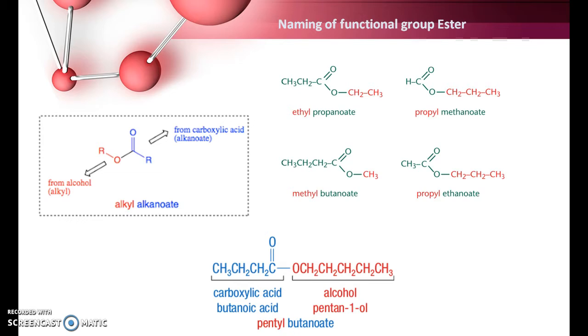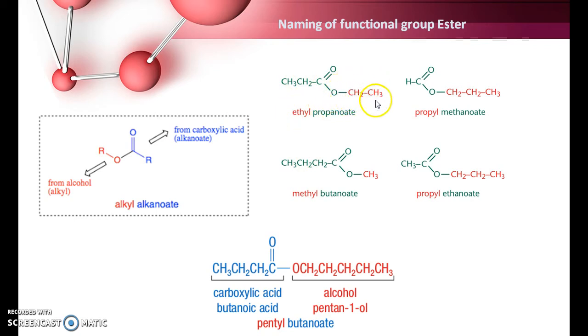Let us name few functional groups related with the ester molecules. This is the generalized representation of ester molecules having 2 oxygen atoms. One is carbonyl and another one is ether linkage. This ether linkage oxygen atom comes from the alcohol, whereas the carbonyl carbon comes from the carboxylic acid. For example, ethyl propanoate. Let us have a discussion regarding how to name the compounds of esters.